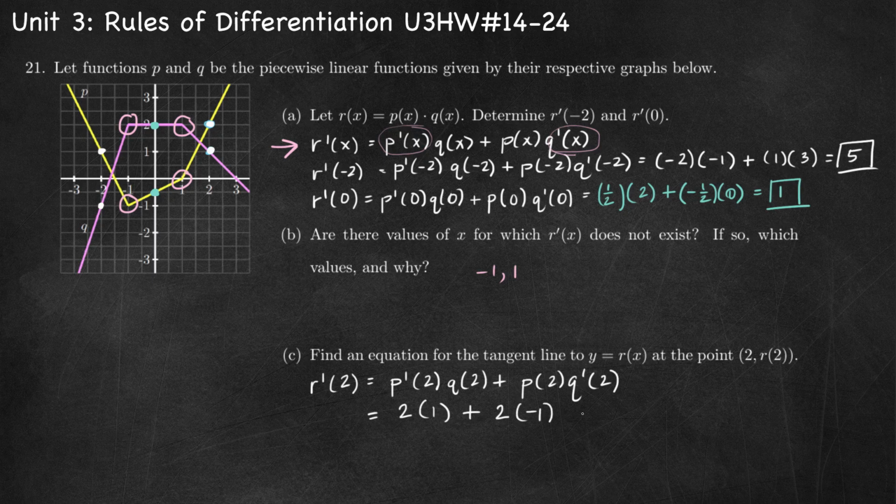And when we simplify this, we just get 0. Our prime of 2 equals 0, so that's the slope of our tangent line. The slope of our tangent line is just 0.